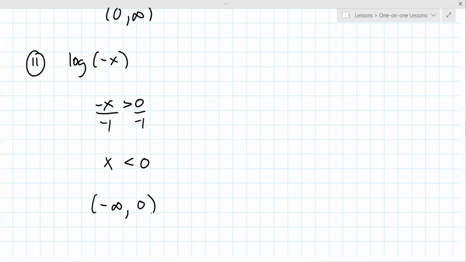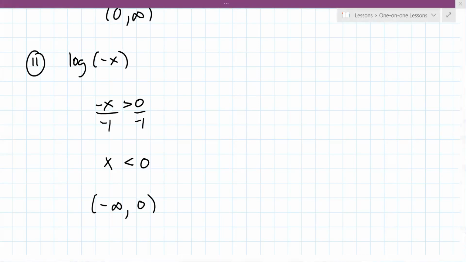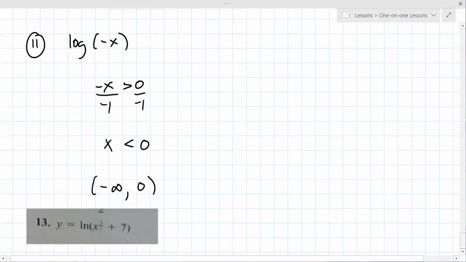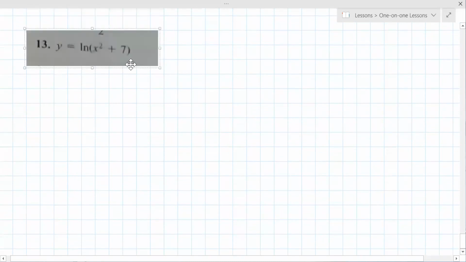I hope we do 13 because 13 is a good exception to these problems. Yes, number 13. Okay. So this problem here, it's the same thing that we've been doing. You have to set the inside part greater than 0. So you have to set x squared plus 7 greater than 0. And I've told you to solve for x, okay? And this is kind of an exception.